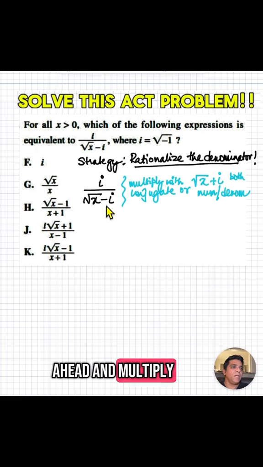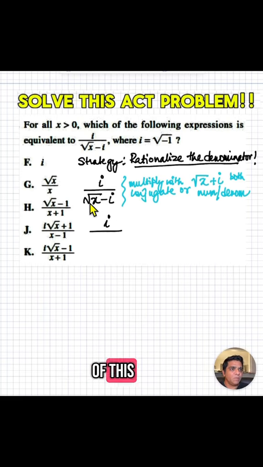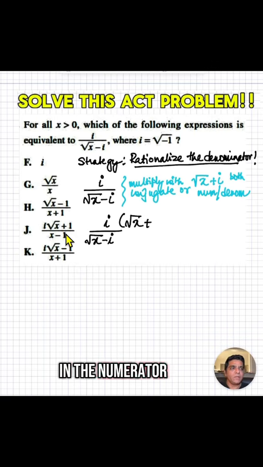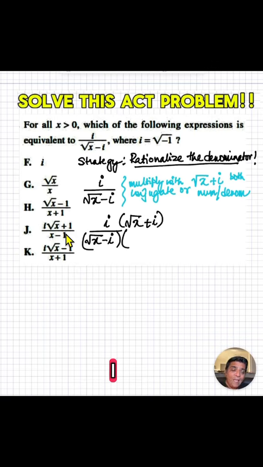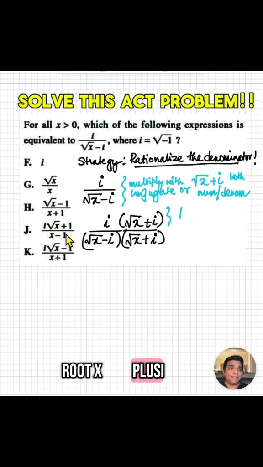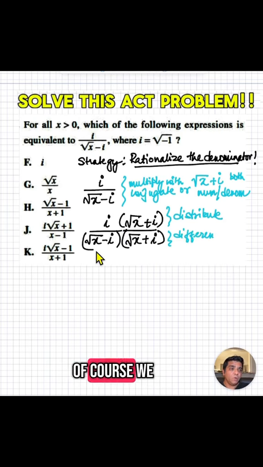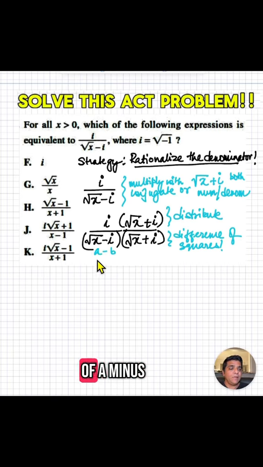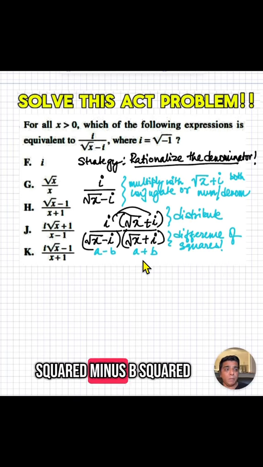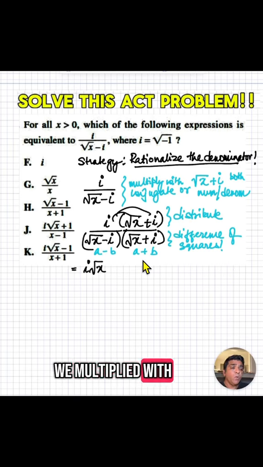So let's go ahead and multiply both the numerator and denominator by the conjugate, which is root x plus i. So in the numerator, i times root x plus i, and in the denominator we have root x minus i times root x plus i. In the numerator you can see that we can distribute that. In the denominator, of course, we have the difference of squares form: root x minus i times root x plus i. That is a minus b times a plus b, which is a squared minus b squared. And that was the reason why we multiplied by the conjugate in the first place.